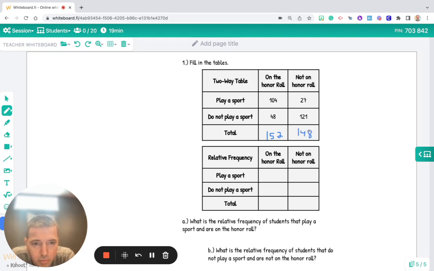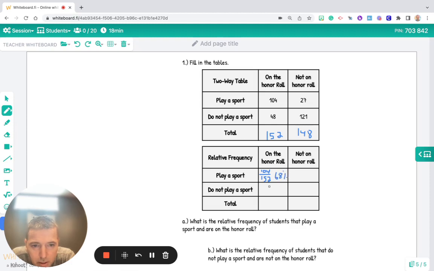So below is where we're going to get our percentages here. So played a sport, 104, divided by the total, which is 152. And we're going to round all these percents to the nearest percent. So 104 divided by 152 is 68%.